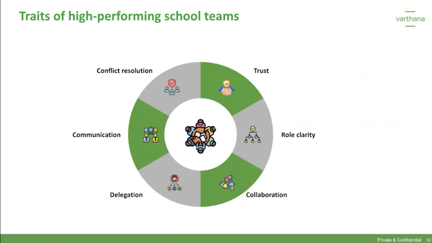As you see here, collaboration, role clarity, trust, communication, delegation, and conflict resolution are the traits. These traits are the essential building blocks that help a team function smoothly and grow together. And in the next few slides, we will break these down one by one with examples, how they show up in school settings and why they matter.